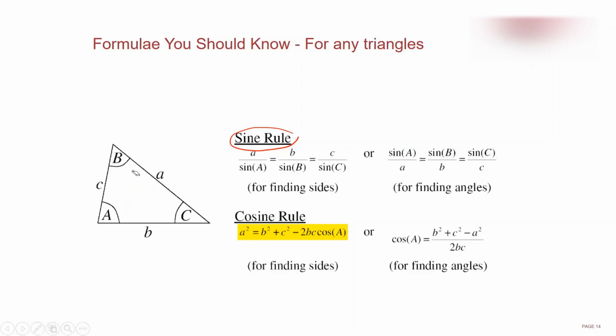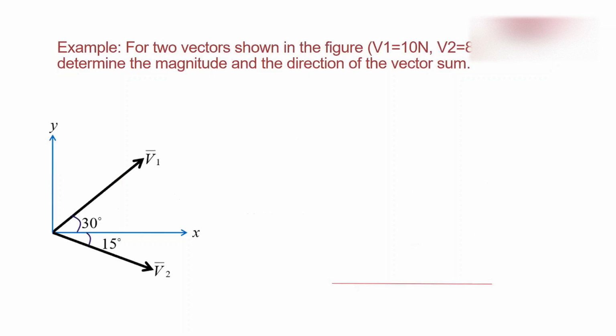The cosine rule says a squared is equal to b squared plus c squared minus 2bc cos A. So we can rearrange the cosine rule in this way, depending on the information that we get. Let's do this question using the method that we have learned.